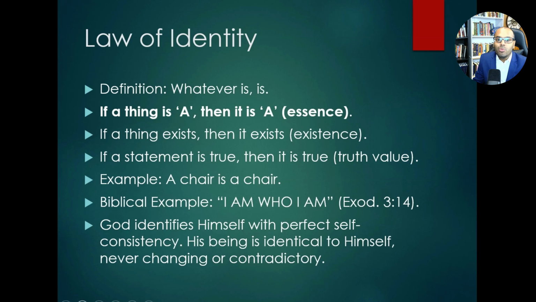Let's look at the second one, which is the law of identity. Definition says whatever is. In other words, if a thing is A, then it is A. That is the essence. If a thing exists, then it exists. That's an existence. If a statement is true, then it is true. It's a truth value. In other words, the example, a chair is a chair. A chair cannot be a table. So a chair is a chair.